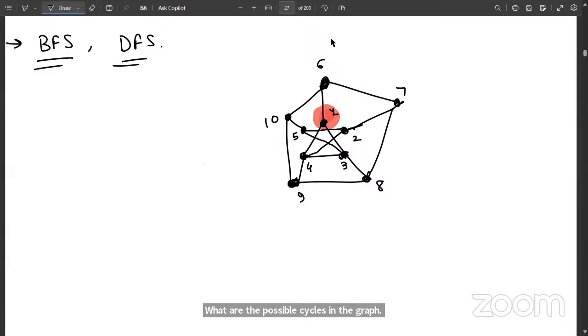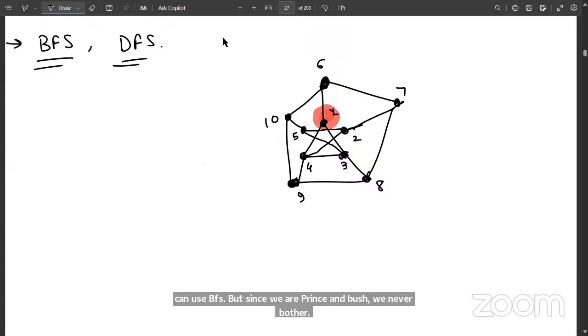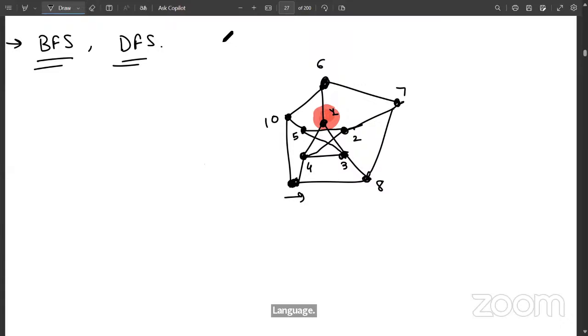DFS won't find the shortest distance. Only BFS will give us the spanning tree. So for handling the spanning tree problem we can use BFS, but since we have Prim's and Kruskal's algorithms, we never bother about it. So let's move ahead and find out the BFS tree of this particular graph.